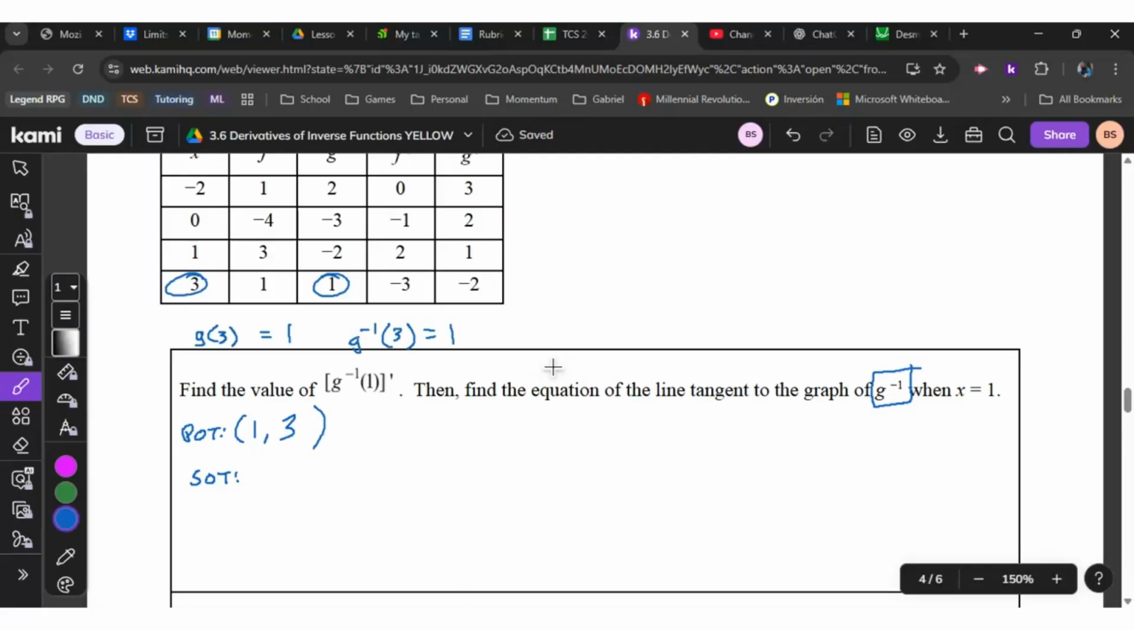All right, so now let's actually find the derivative of that thing. So d dx of g inverse of 1 equals 1 over g prime of g inverse of 1. And we just figured out what that is. So g prime of g inverse of 1 is really 1.